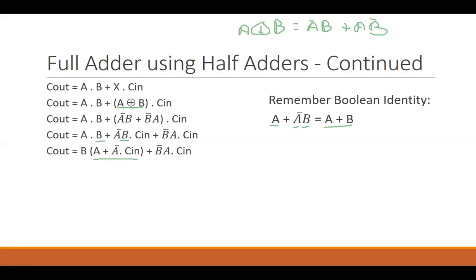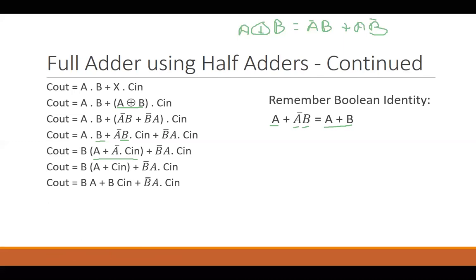So the situation is same here. A is being added with C in and its own inverse. So we can simply just ignore the inverse and we can simply write A plus C in. Now, after we have done that, we can simply multiply B and it would be B dot A plus B dot C in.